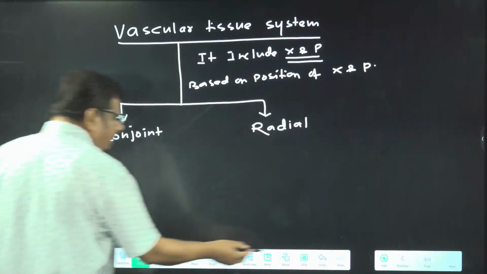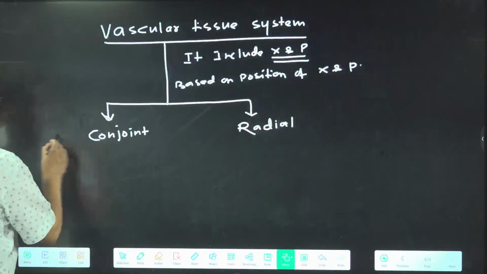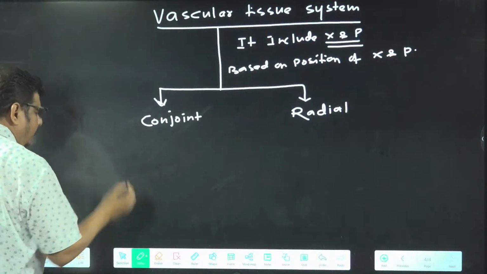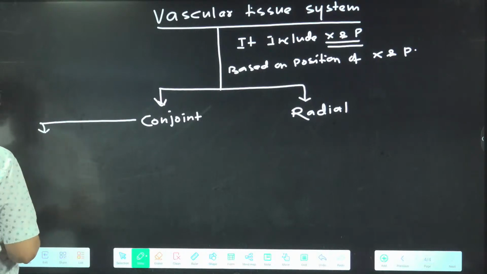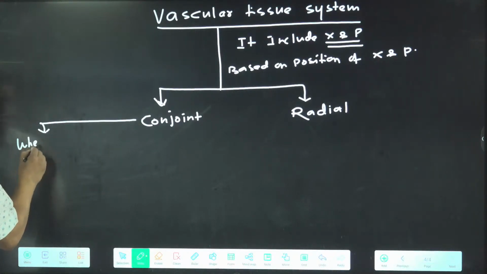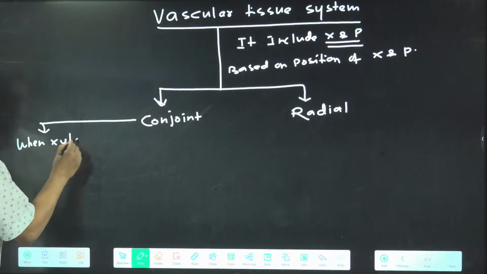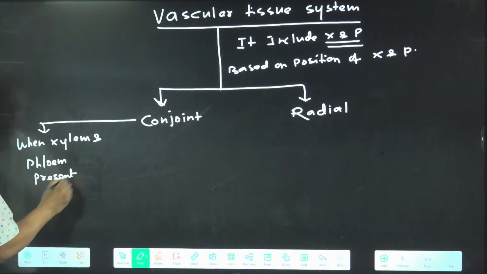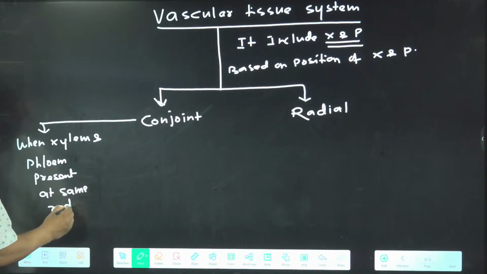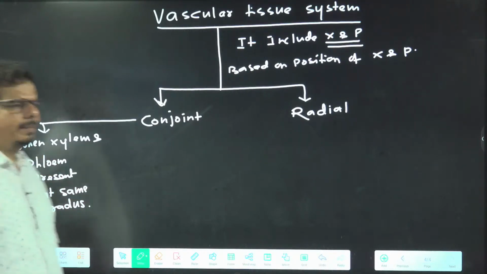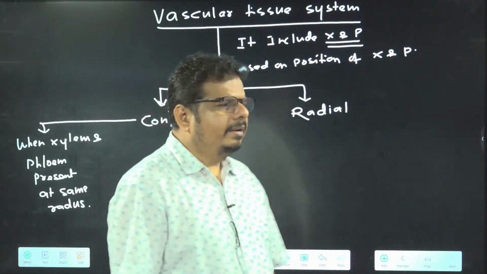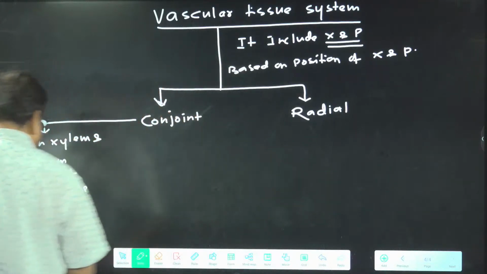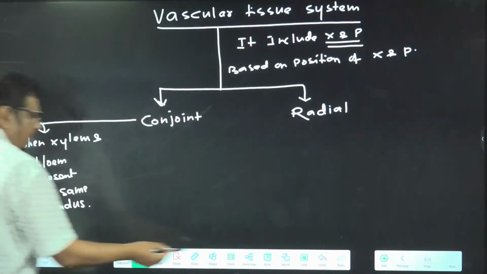Now, can anybody tell me what is a conjoint vascular tissue system? Hurry up, carry on. Conjoint means when xylem and phloem are present at the same radius. Same radius. It is called the conjoint type of vascular tissue system. Right? When xylem and phloem are present on the same radius, it is a conjoint tissue system.